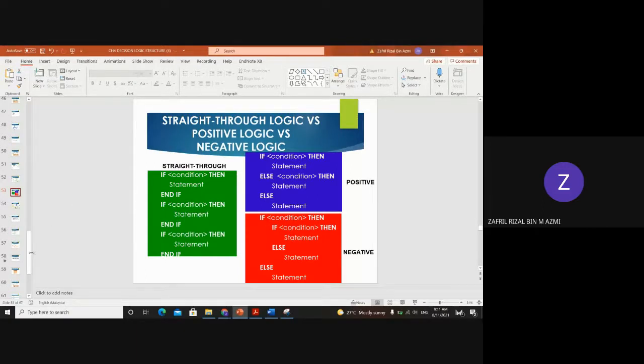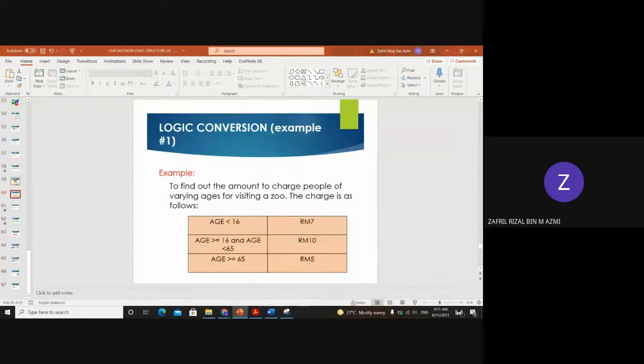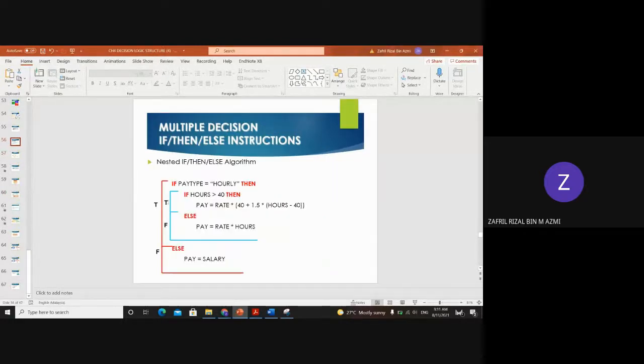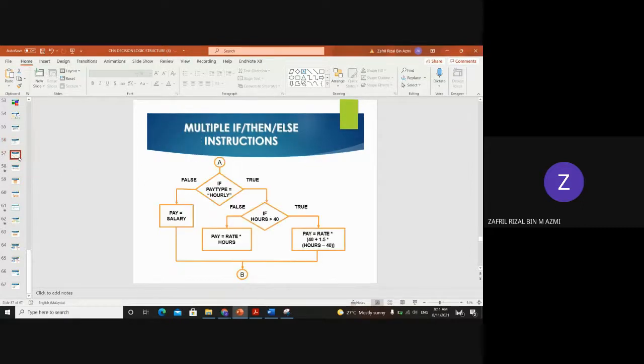So nested is quite similar with the negative logic structure. All right, so this is just a brief introduction to the nested. In order for you to know when to use it, you need to do the exercise first.